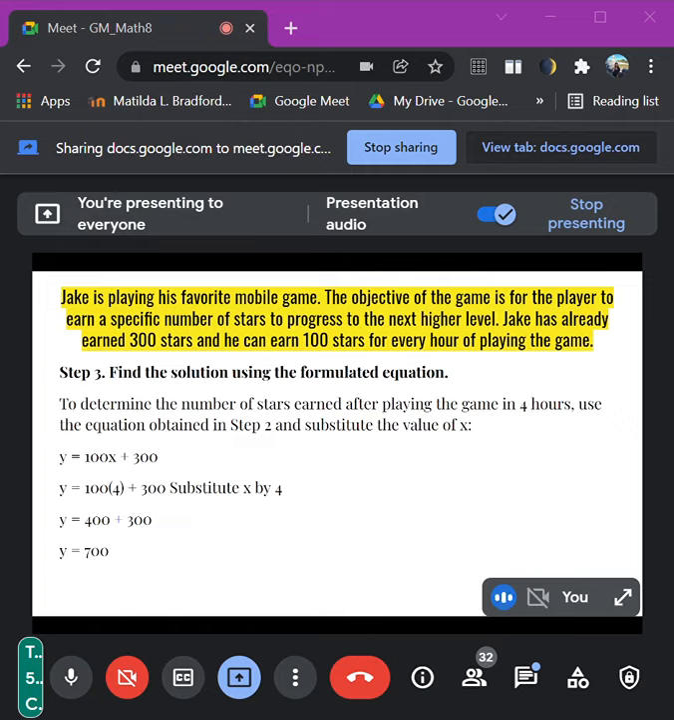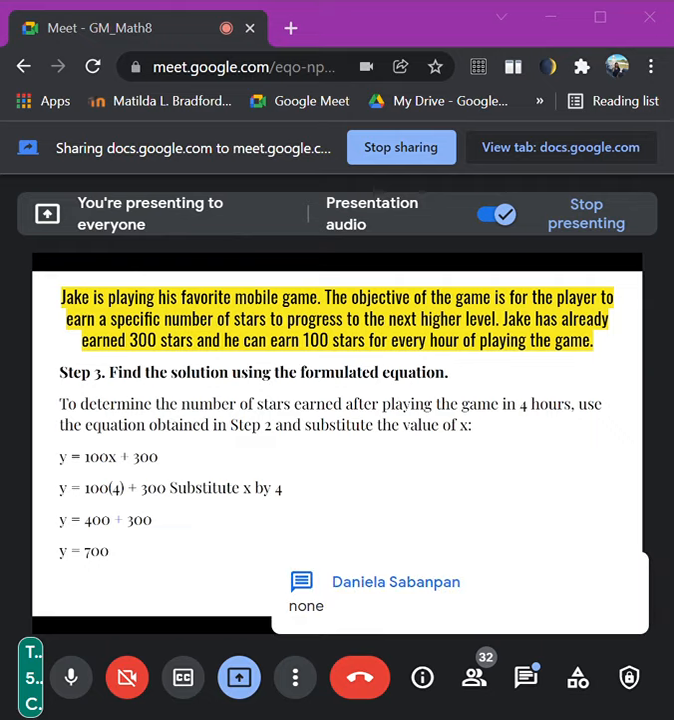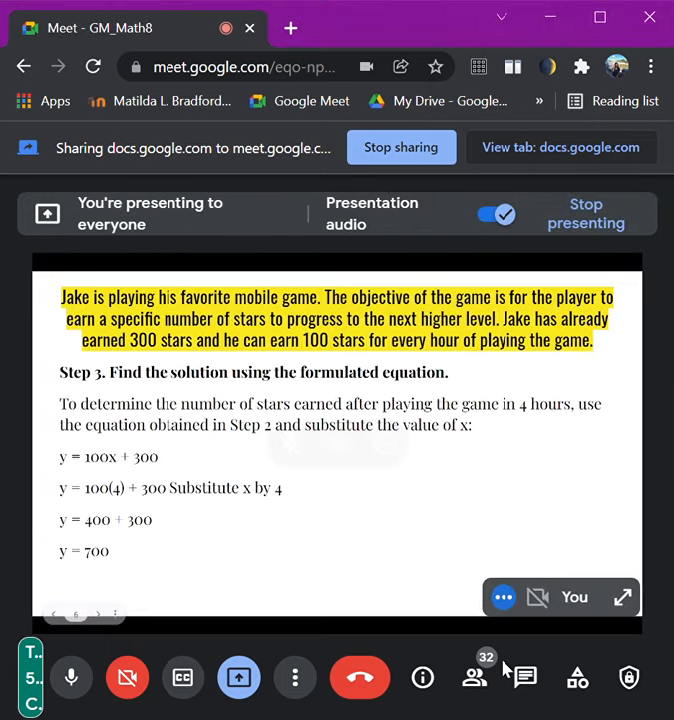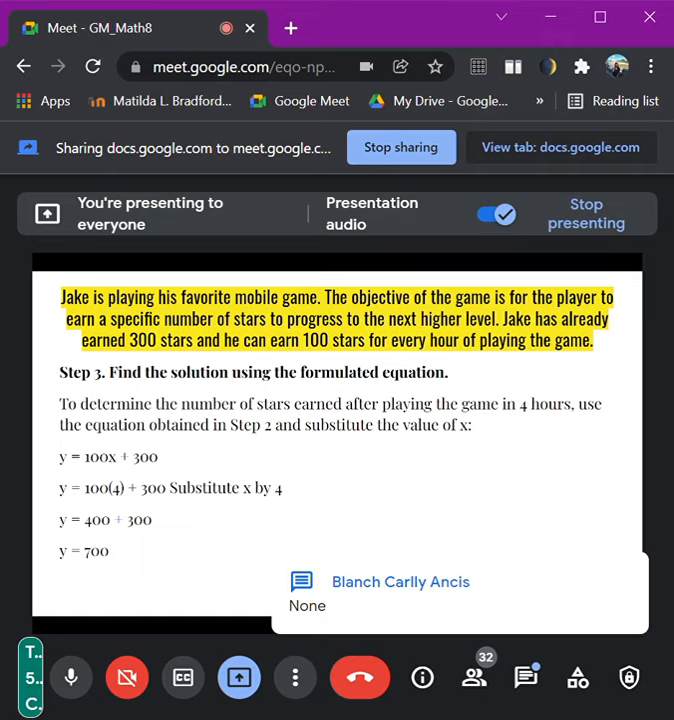Okay, now questions for step 3. Questions for step 3. Okay, none. Very good. Now this, yes? Ah, that's a question. It's not here. Okay, it is the given. Now, any other questions? Okay, none.